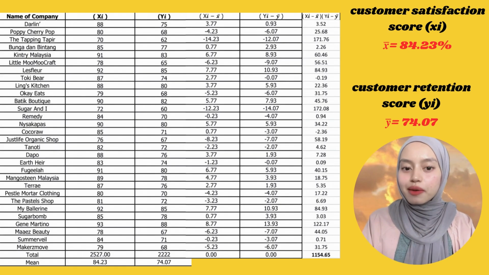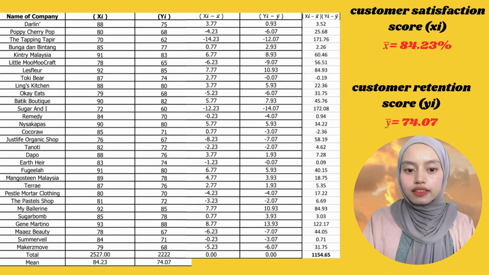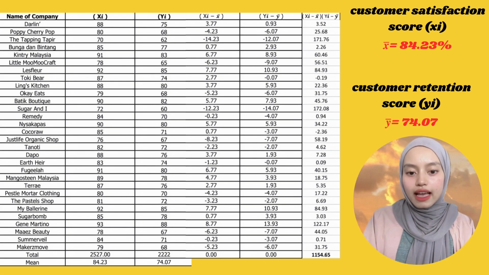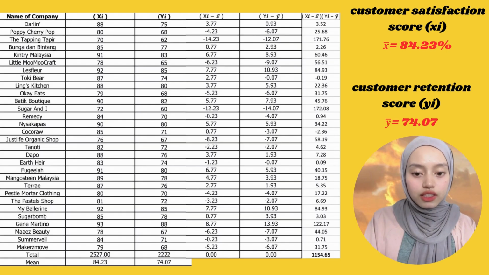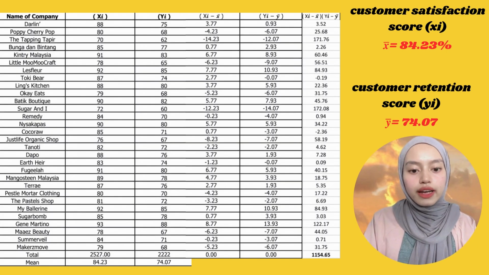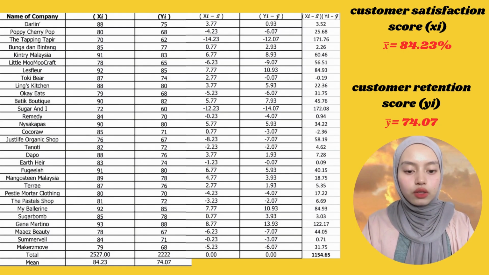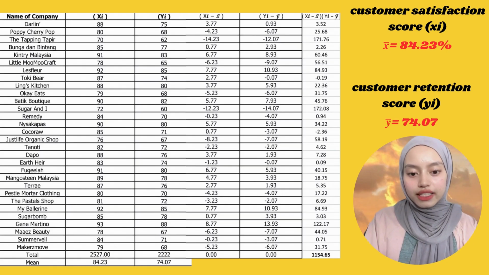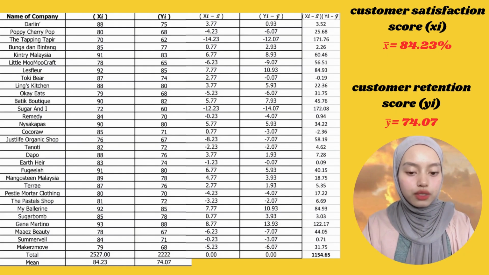This table shows the step-by-step calculation. First, we calculate the mean for each variable. The average customer satisfaction score is 84.23%, and the average retention score is 74.07%. Next, we calculate the difference between each company's score and the mean for both xi and yi. Then we multiply those differences to get the values of xi minus x bar times yi minus y bar. Finally, we sum up all of those values.